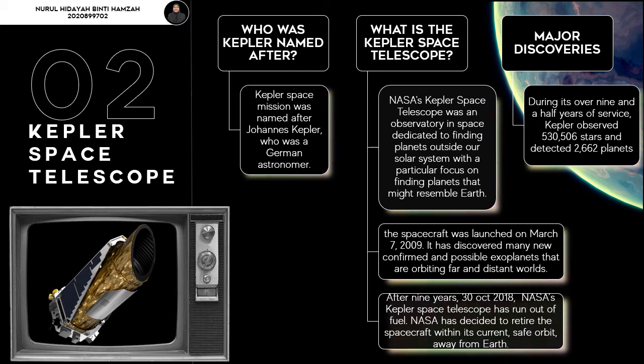After 9 years in deep space collecting data that indicate our sky to be filled with billions of hidden planets, with more planets than stars, on October 30, 2018, NASA's Kepler Space Telescope ran out of fuel needed for further science operations. So, NASA decided to retire the spacecraft within its current safe orbit, away from Earth.